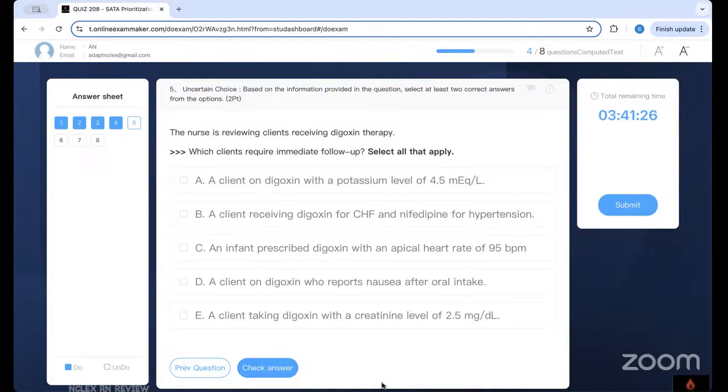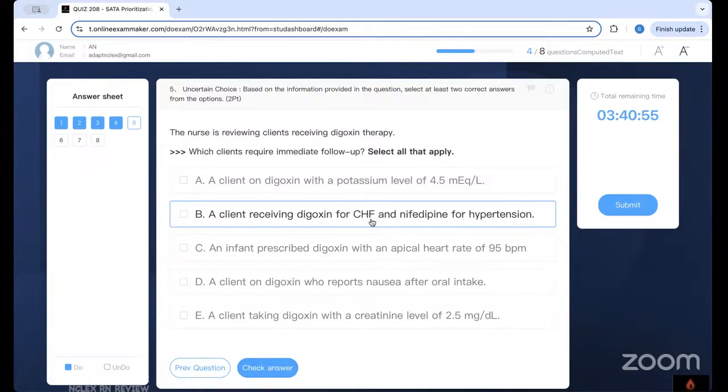But if you have digoxin and you are a kid, an infant, and your heart rate is 95, so far as it's greater than 90, it's okay. If you have digoxin and you have nausea, that's not good. If you have digoxin and your creatinine is 2.5, that's not good, right? These are all bad problems, but you have to watch it. Sometimes you may see it somewhere.